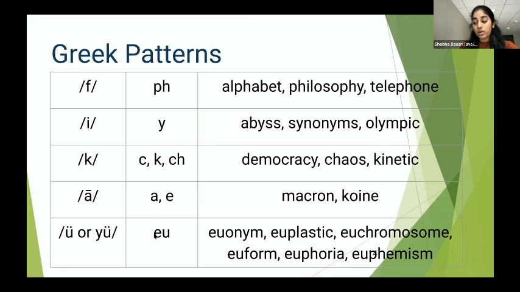EU in Greek also is a root that means good. And so that's another way to know whether to spell it with an EU. And so words like euonym, this means good name. Eu is good, onym is name. Euplastic, euchromosome, euform, euphoria, euphemism. All of these different words are examples of the EU sound in Greek.